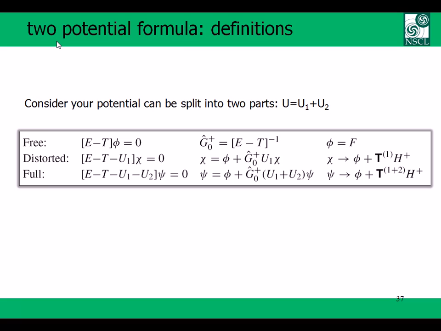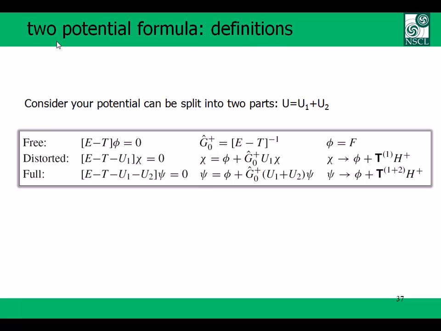Let's consider a distorted solution that includes an interaction, and it's an easy interaction. By this I mean it's something we can solve with our traditional direct integration methods, the same sort of problems you solved yesterday. Let's call that U1, and chi is the solution of the equation. If I write this equation in integral form, then chi is equal to phi plus G0 U1 chi, where G0 is the free propagator and U1 is that interaction.